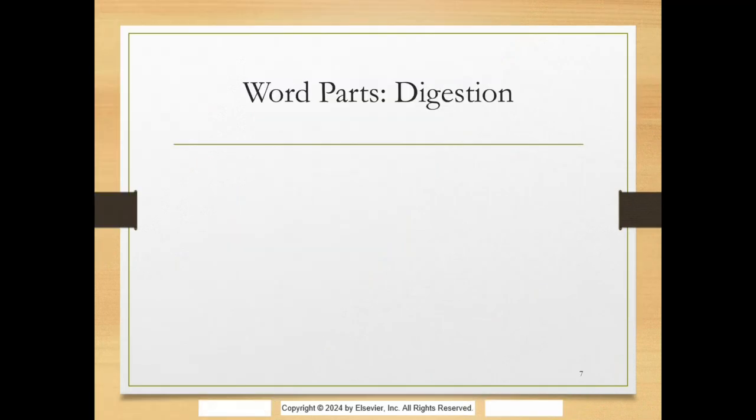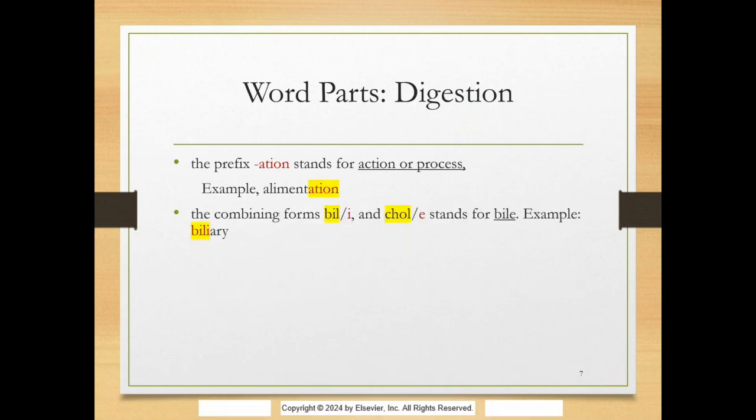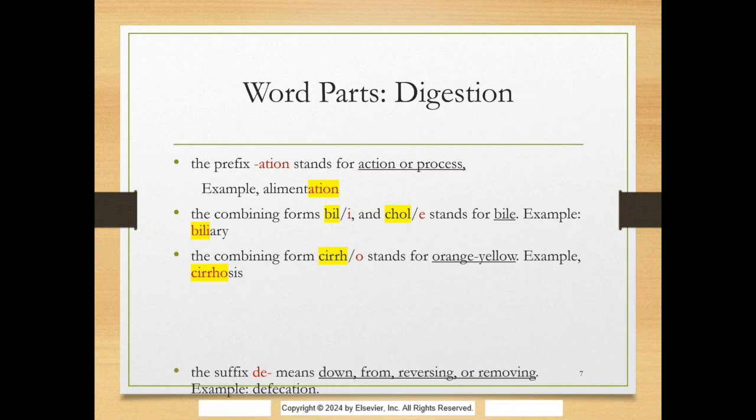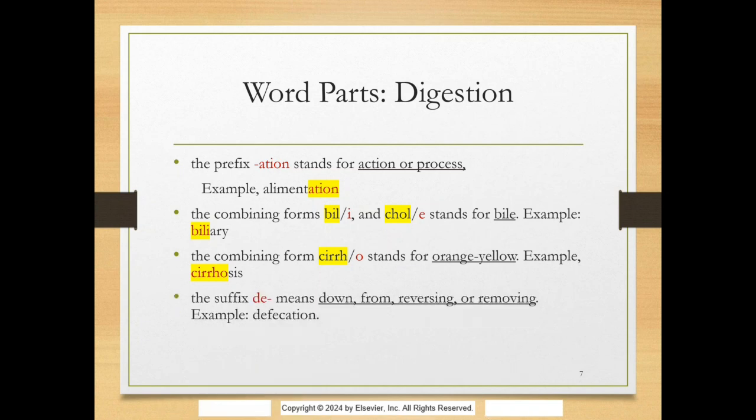The suffix -ation stands for action or process. Example, alimentation. The combining forms bili and chol stand for bile. Example, biliary. The combining form cirrho stands for orange-yellow. Example, cirrhosis. The prefix de means down, from, reversing, or removing. Example, defecation. The combining form glyco means sugar. Example, glycosuria. We will give you a brief explanation for each term that we cover in this slide.